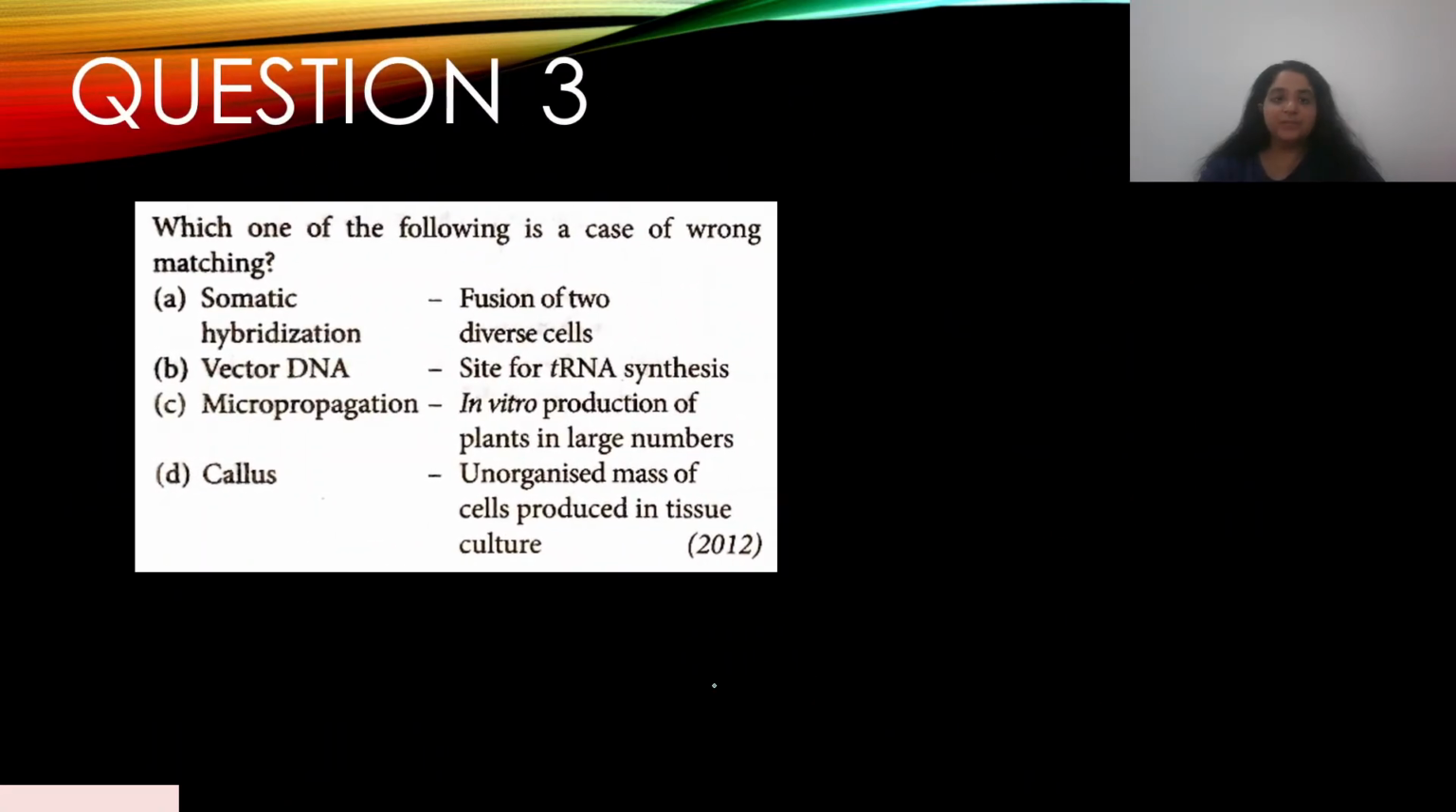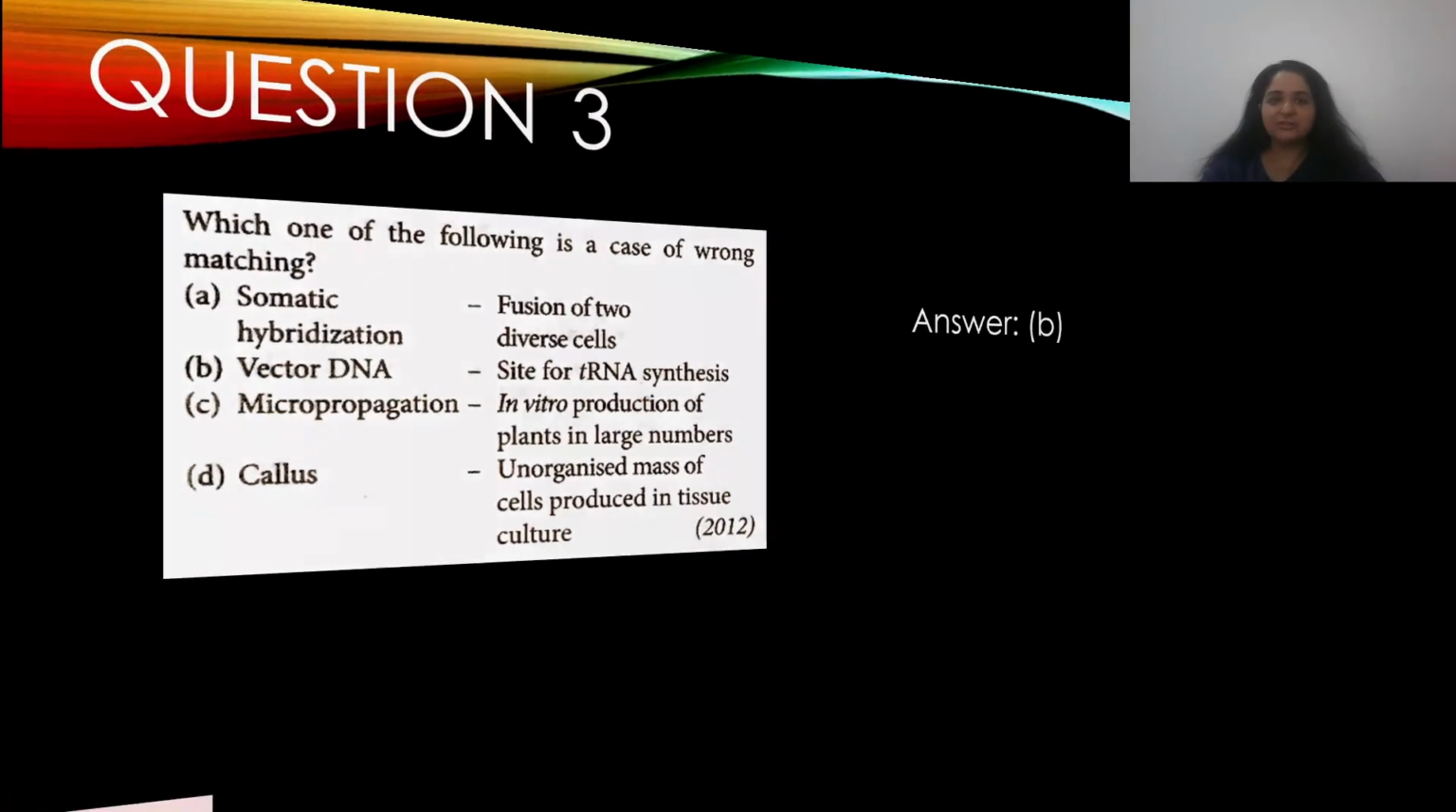Question number 3. Which one of the following is a case of wrong matching? This appeared in the year 2012. A. Somatic hybridization, fusion of two diverse cells. B. Vector DNA, site for tRNA synthesis. C. Micropropagation, in vitro production of plants in large numbers. D. Callus, unorganized mass of cells produced in tissue culture. So the wrong matching is B. Vector DNA is not the site for tRNA synthesis. The answer is B.